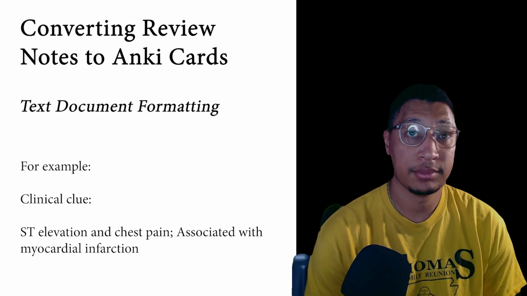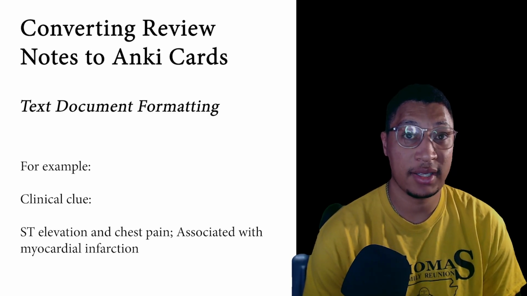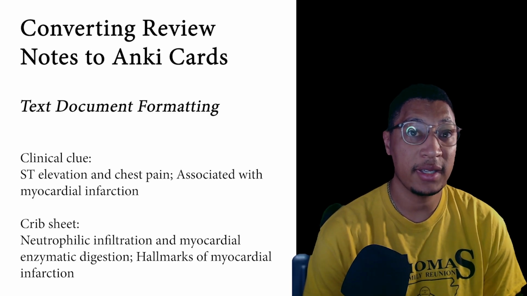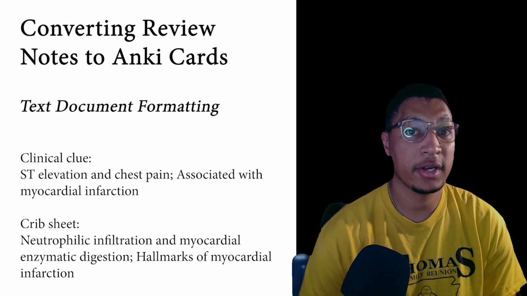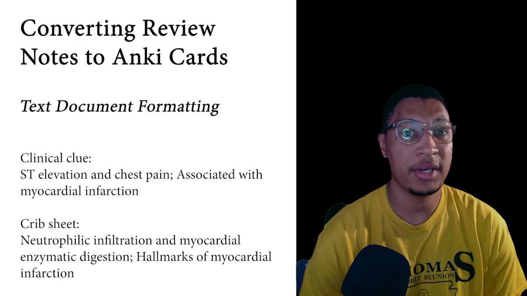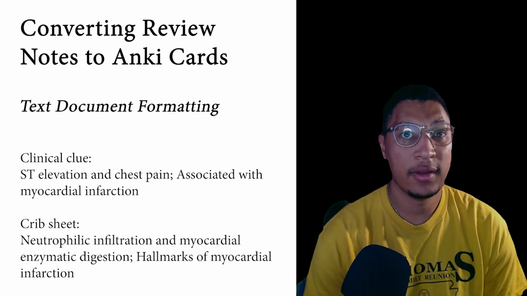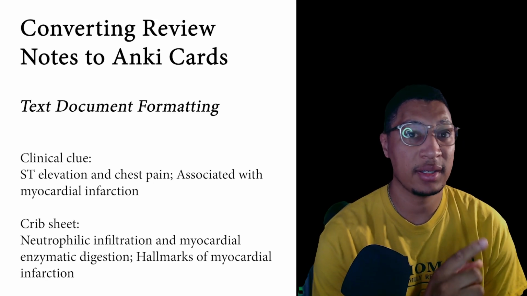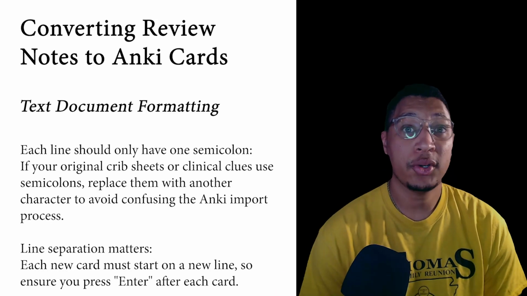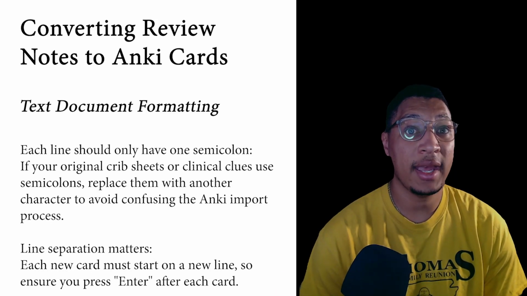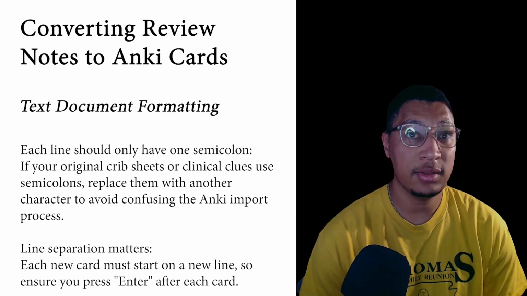For example, clinical clue: ST elevation and chest pain, semicolon, associated with myocardial infarction. And for a crib sheet: neutrophilic infiltration and myocardial enzymatic digestion, semicolon, hallmarks of myocardial infarction. These two lines create two separate Anki cards, each with a front and a back. The semicolon acts as a signal for Anki to split the information between the question and the answer. And an important note is that each line should only have one semicolon. If your original crib sheets or clinical clues use semicolons, replace them with any other character to avoid confusing the Anki import process.